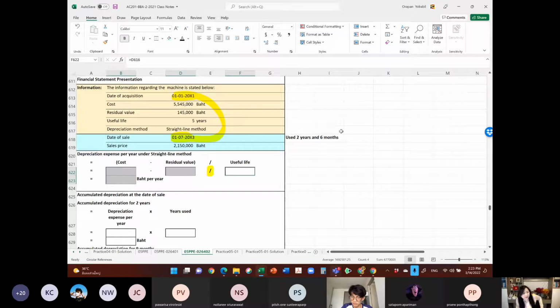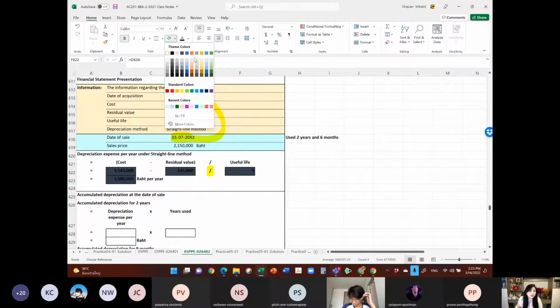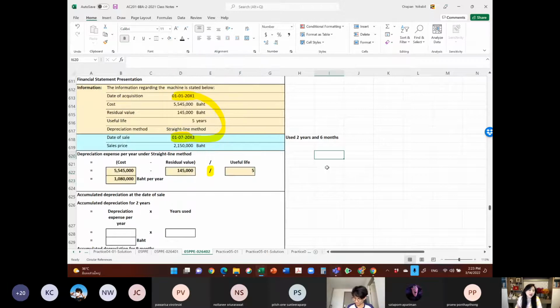Hope that you have already calculated this. So how much is the depreciation per year under the straight line method? 1,080,000. Very good, Khan. Thank you very much. That is totally correct.